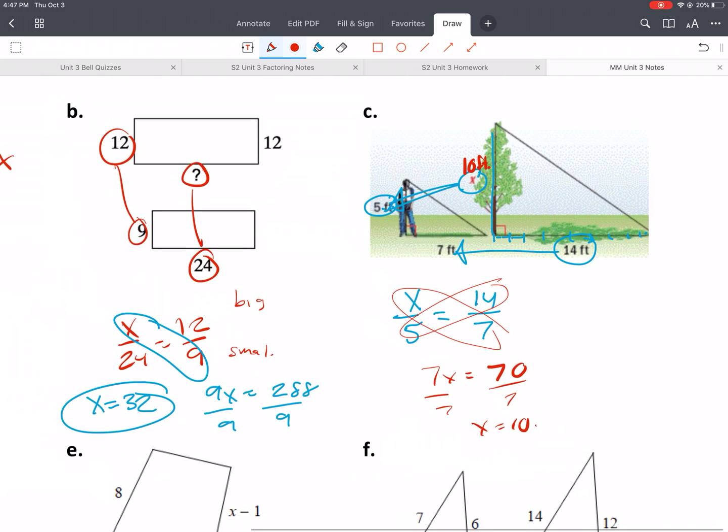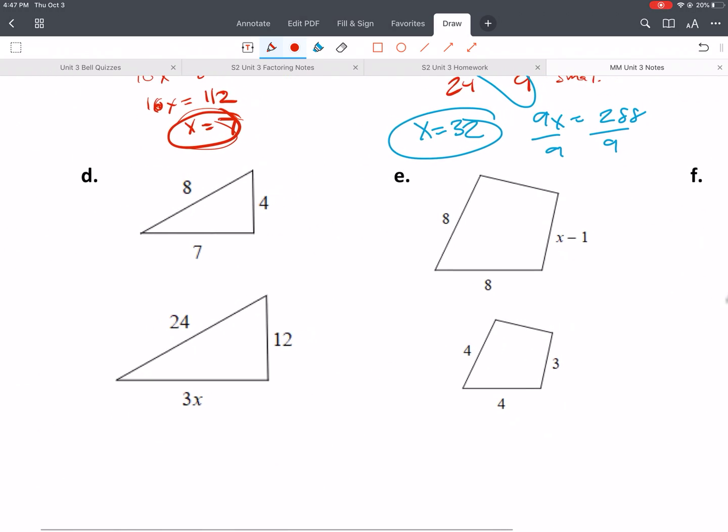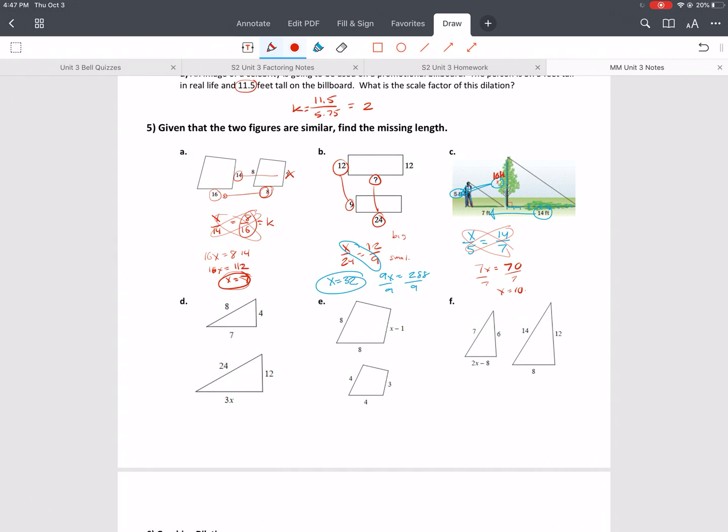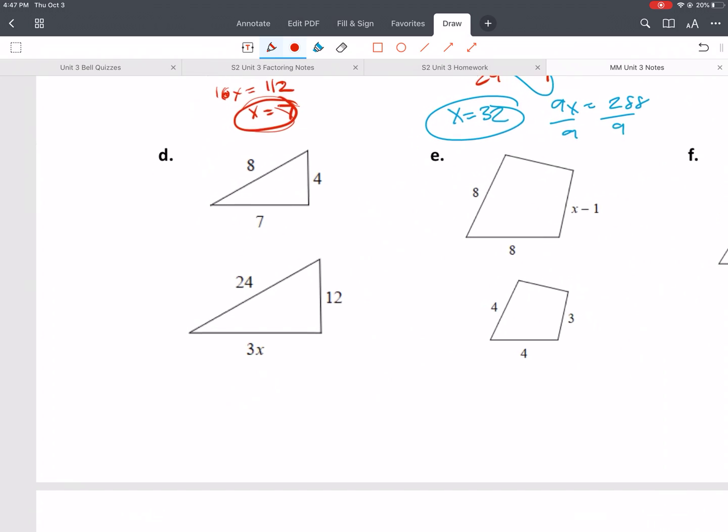All right, and then we have some of these other shapes. Same sort of deal. Looks like some of these got mixed up. Obviously, if you're trying to find the missing side, and oh yeah, we can do that one. Never mind, let's do it. I was missing that x.